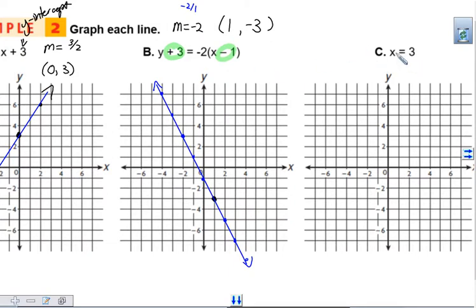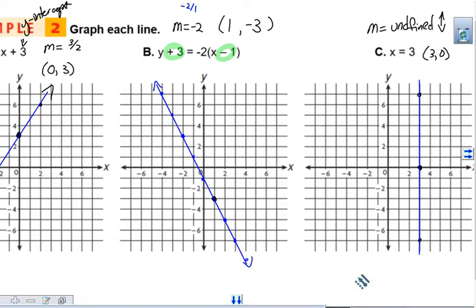And our last one, we have x equals 3, which means that we have a slope that is undefined, meaning that it is a vertical line, and our point is (3, 0) because it's going through 3. So we're going to graph that point, right 3 and stay there, and then we're just going to trace that grid line. And make sure you have arrows at both ends.